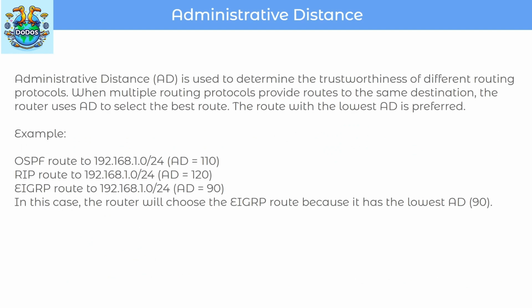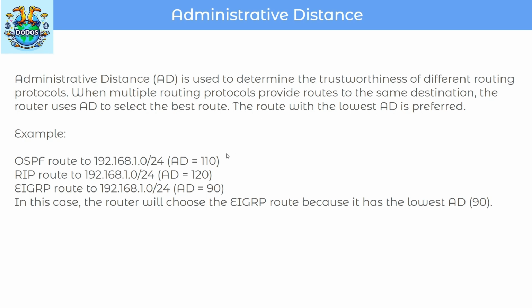Alright, what is administrative distance? Administrative distance is used to determine the trustworthiness of different routing protocols. When multiple routing protocols provide routes to the same destination, the router uses administrative distance to select the best route. The route with the lowest administrative distance is preferred.